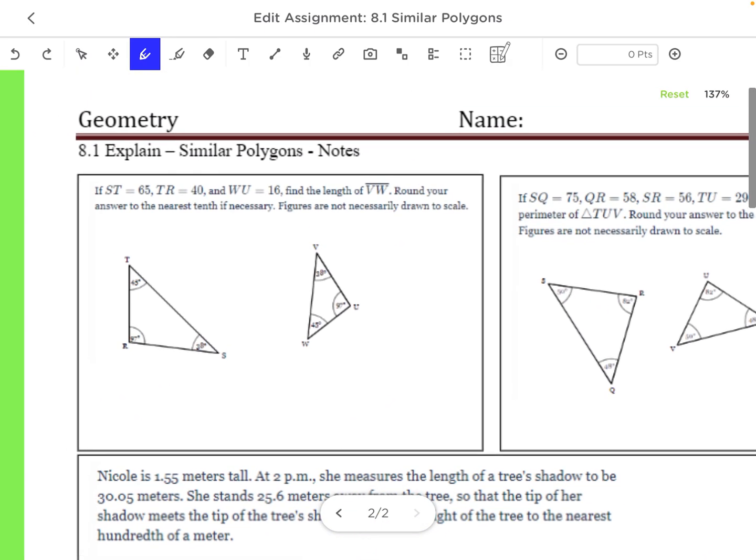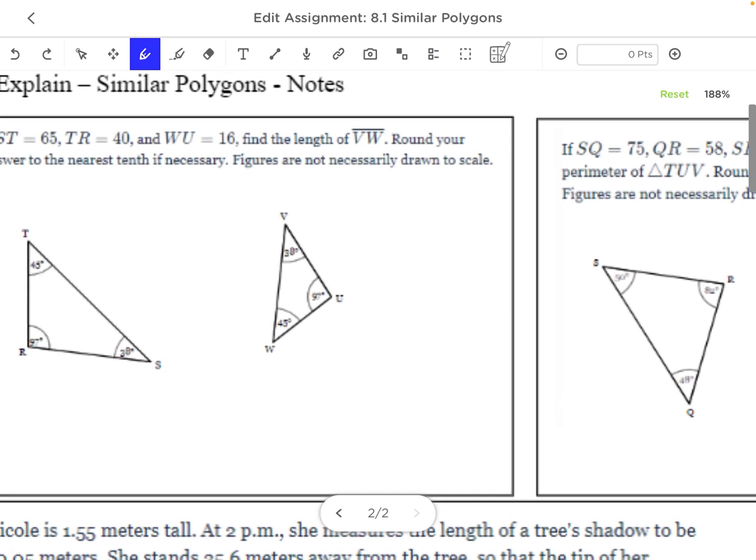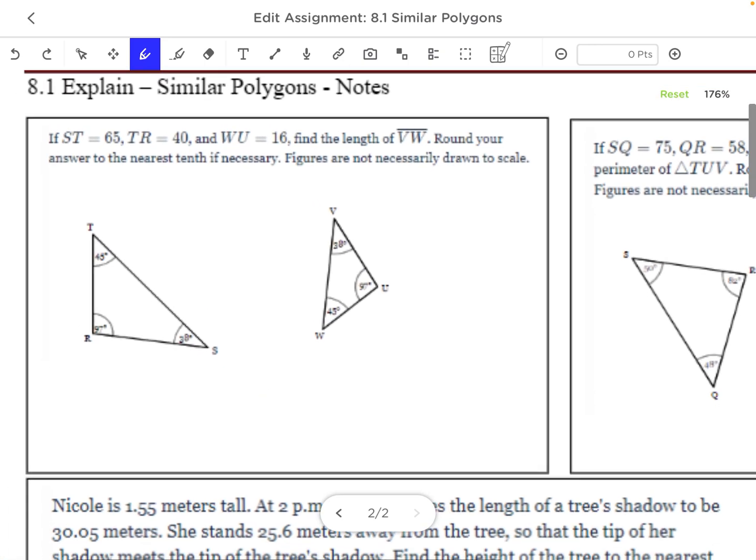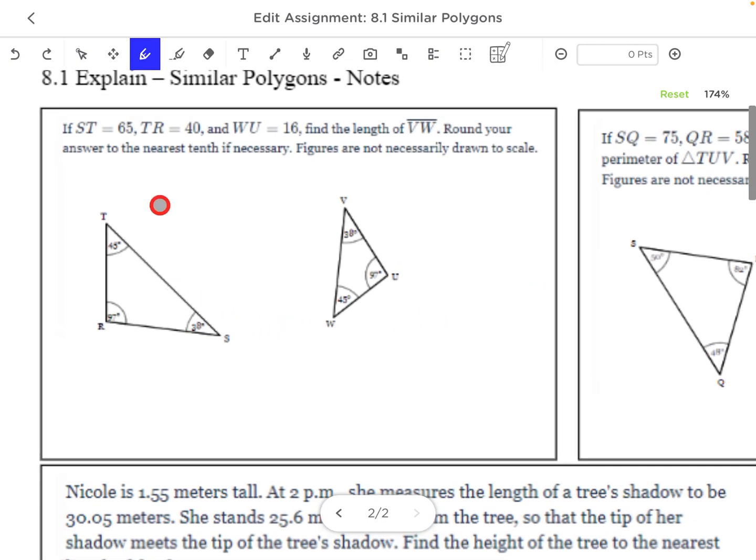All right, so hopefully you paused the video and did those. So now let's step it up. Let's do these next examples. It says if ST is equal to 65, so that's some information. So I'm going to put that there. ST is 65. TR is 40. WU is 16. So remember, you could be drawing on your video screen whenever you have these come up. You don't have to necessarily draw them back down. Find the length of VW. All right, so that's what we're trying to find. Round your answer to the nearest tenth.